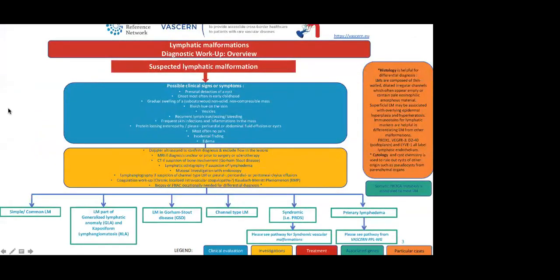So the Vascular guidelines give quite a nice schematic of how to approach these patients. So the first thing, once you've got a suspected lymphatic malformation, is the investigations. So Doppler ultrasound would be the first one, with MRI only if you are unclear about the diagnosis after Doppler, or if you're going to embark on surgery or sclerotherapy. And then CT only if there's bony lesions. Mucosal investigations, so endoscopy, depending on symptoms of the patient.